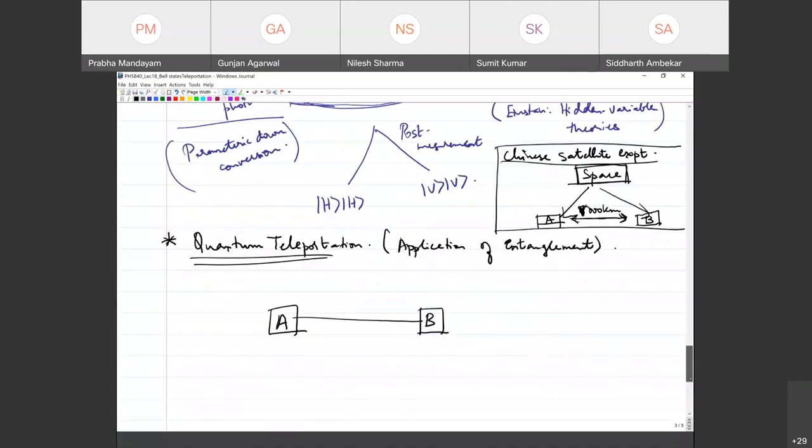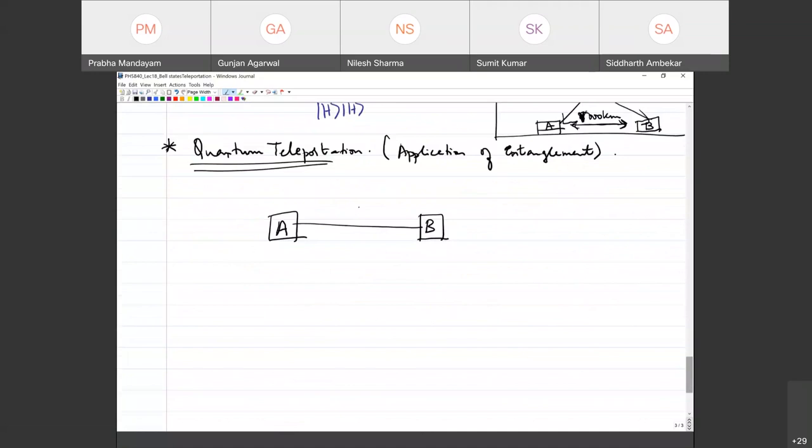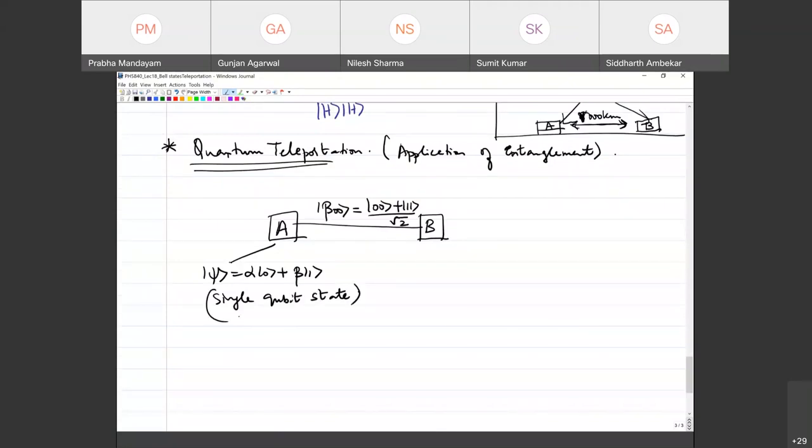Okay, so what can it be used for? So here is an example: these two parties share a particular entangled state. Let's say they share the beta 0,0 state. Now A also receives an additional single qubit state. Now what teleportation demonstrates is that this arbitrary single qubit state, and it's arbitrary, I've written down a general superposition of 0 and 1, right?